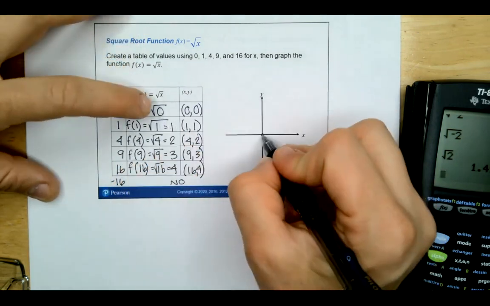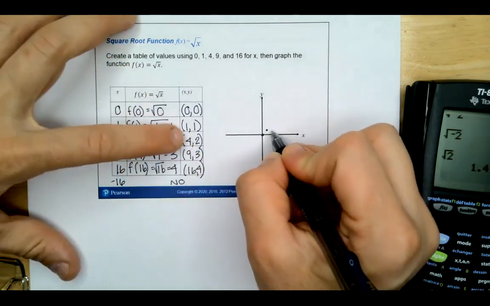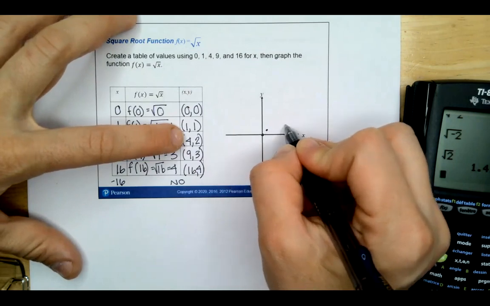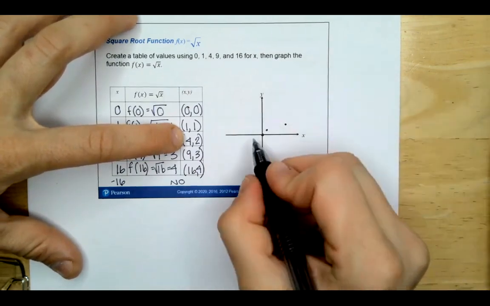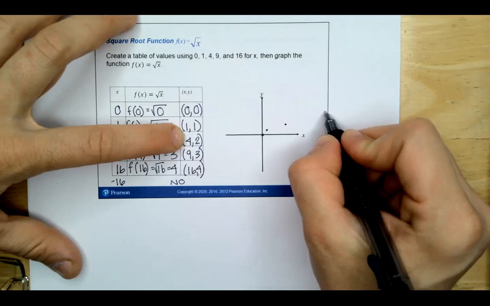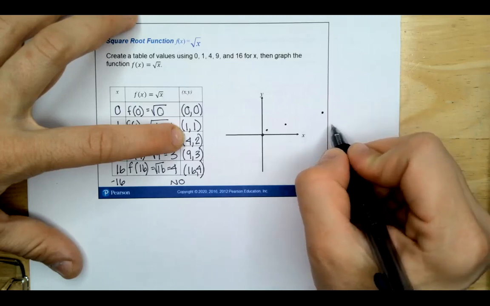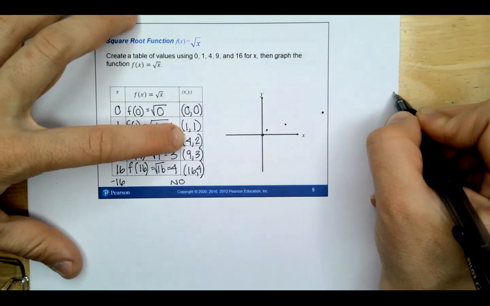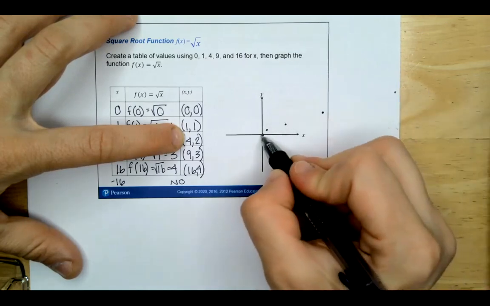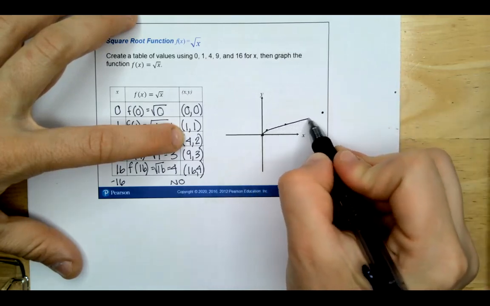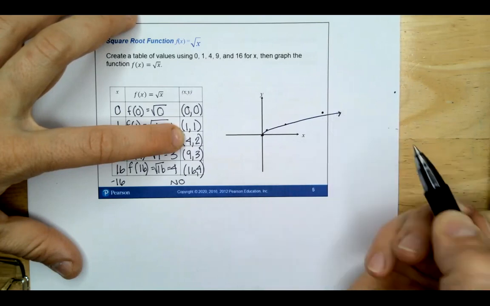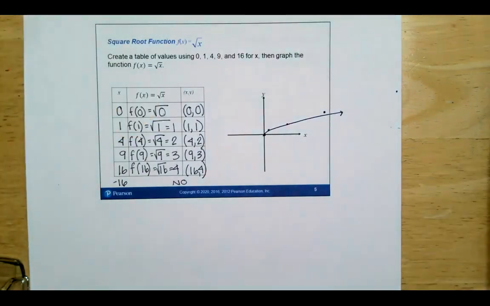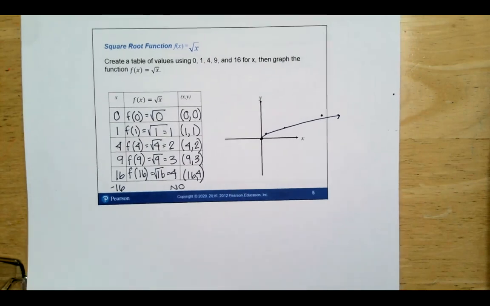Anyway, so we got (0, 0), we got (1, 1), and then we got 4. We've got to go all the way out to 4 to go up to 2, and then all the way out to 9 to get up to 3, and then all the way out to 16 to get to 4. So this is just a very slow graph like that. Okay? That's the square root function.